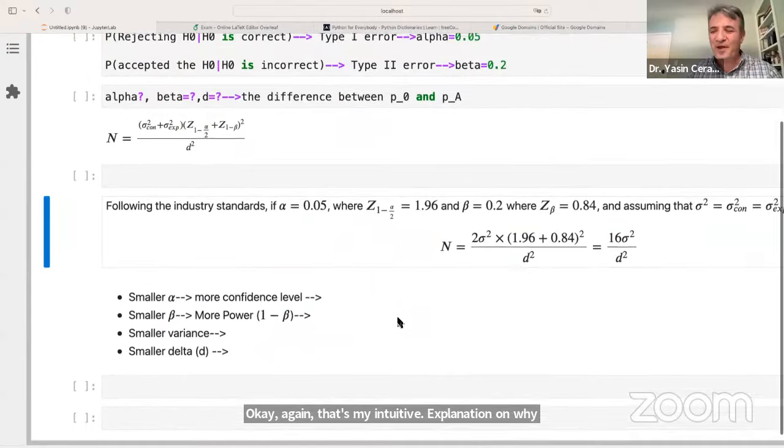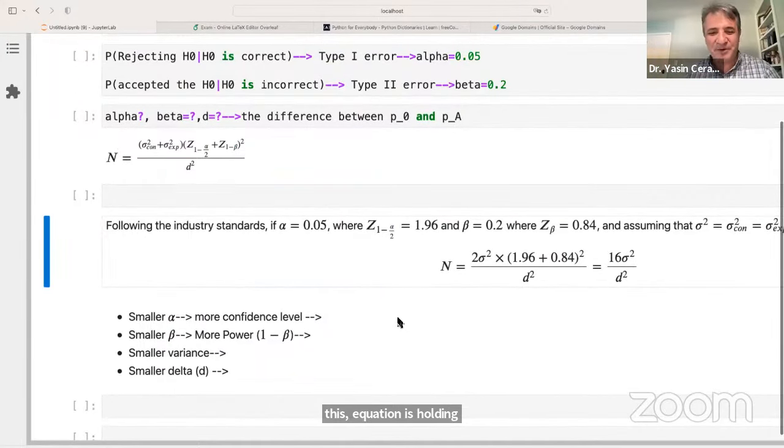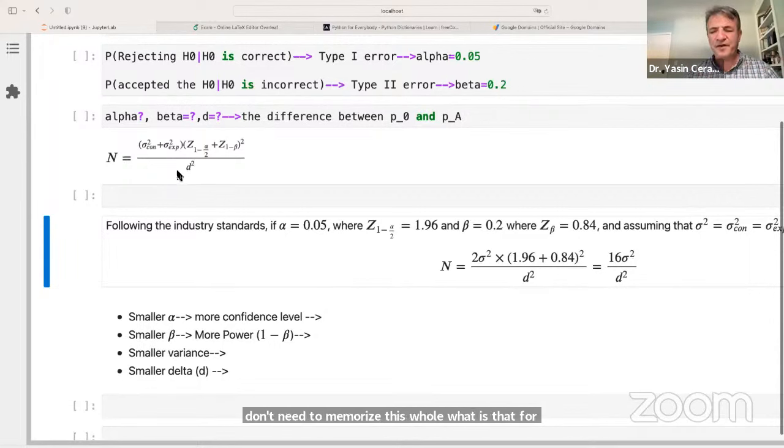Okay, again, that's my intuitive explanation on why this equation is holding. If you have another explanation, a better sounding, easier one, please share with us. So you don't need to memorize this whole formula. Again, the picture in your mind is there is a fraction. The numerator has sigma, 1 minus alpha, 1 minus beta. The denominator has d. So given this picture, I can answer these questions. Also, I have some intuition about the impact of alpha, beta, and d on the number of people taking the test, so that I can also give some answers for that.